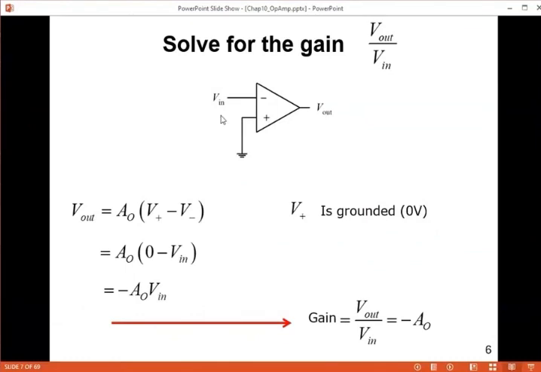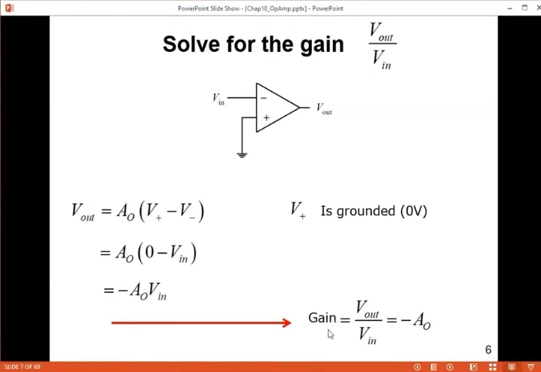If you change the input, now you apply the input at the inverting input terminal, which is V minus, and you ground the non-inverting input terminal. So V plus is 0. Your Vout is now equal to AO times the difference, V plus minus V minus. So you will get a value of negative AO times Vin. Now you see you have a negative sign in front of the equation.